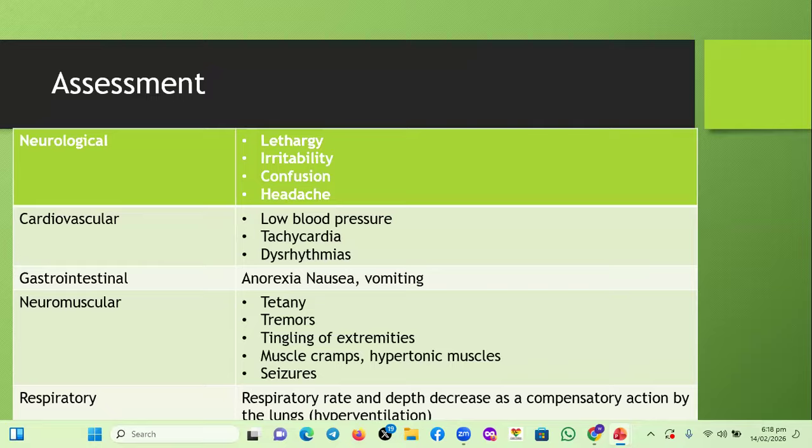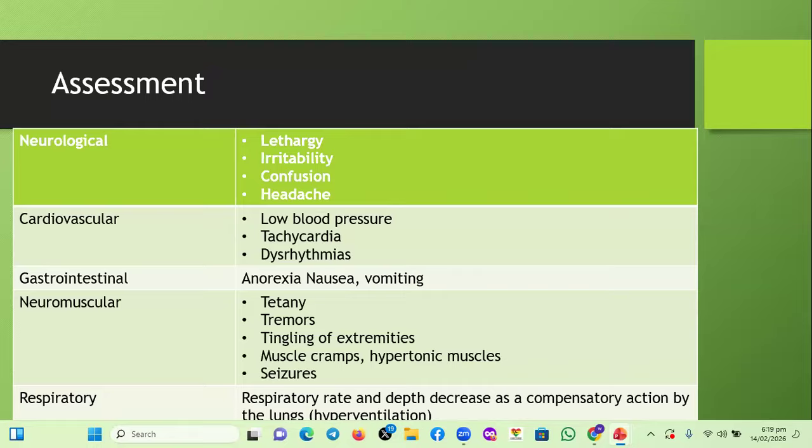With the cardio system, the clients will have low blood pressure. There will be tachycardia, dysrhythmia as well. GI tract issues, nausea, vomiting can also occur. Then neuromuscular clients will have tetany, tremors, tingling of the extremities, muscle cramps, and then hypertonic muscle, that is hyperreflexia, as well as seizure.